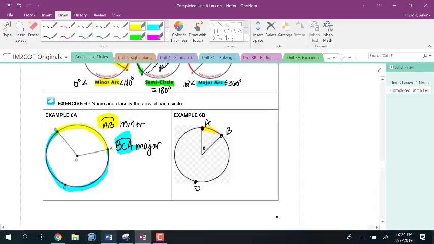If we look at this one here, again, we have arc AB, and this is a minor arc, less than 180. And then we have arc ADB, or we could name it BDA. That's the same arc. And that would be a major arc.